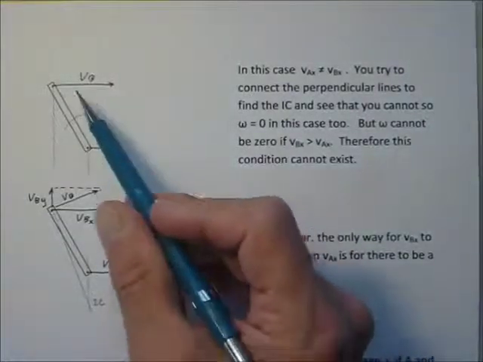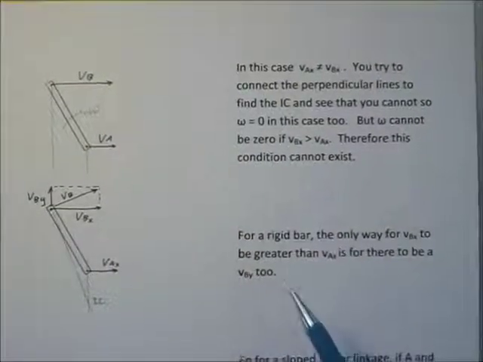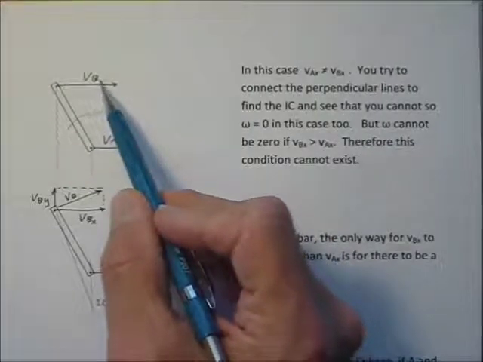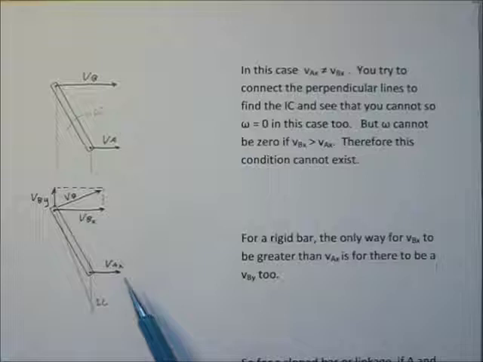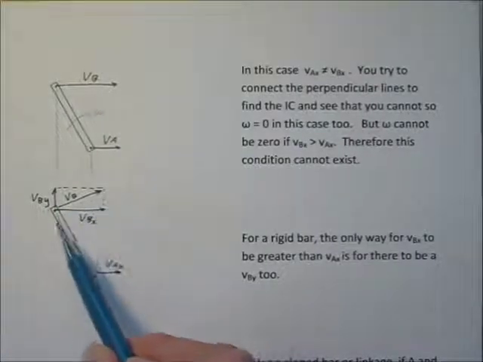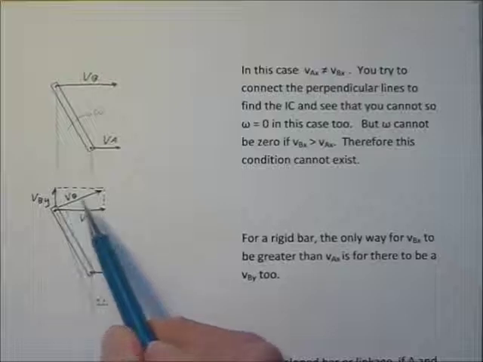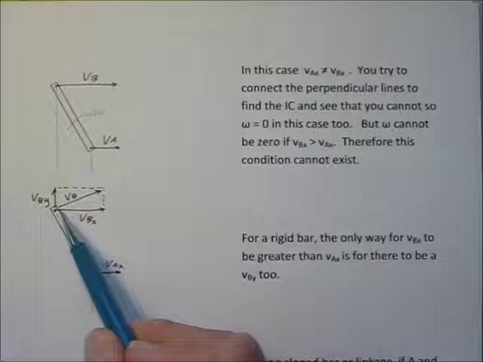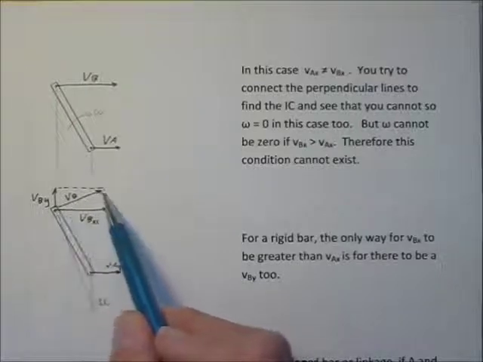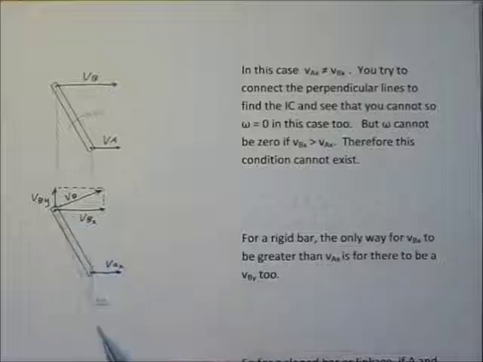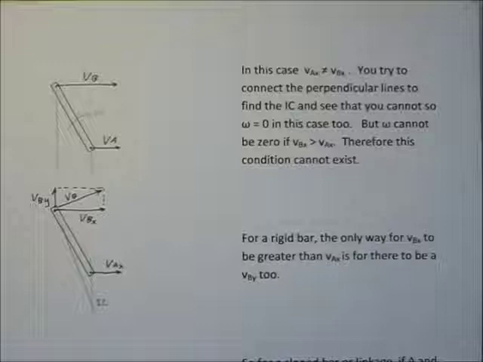All right, so the only way for this kind of condition to exist at all is if VB isn't acting alone. In other words, if there's a VBX, it has to have a VBY. And if the VBY is part of this total velocity of VB, then we can say that yes, it has a VBX that may be bigger than VAX. It also has a VBY, and once we find the vector sum of that, we can connect the perpendicular lines to the actual velocity of B and the actual velocity of A, and we can find that there's an instantaneous center down there.